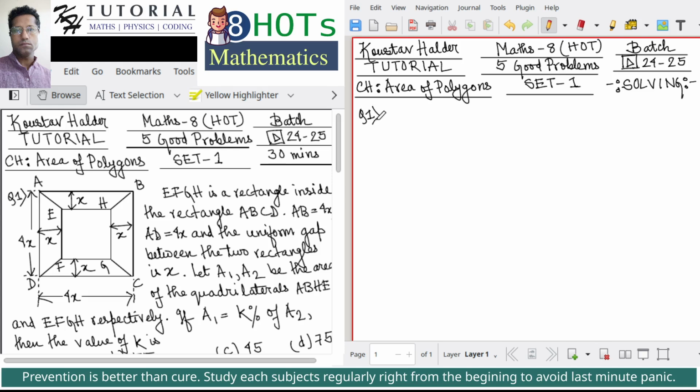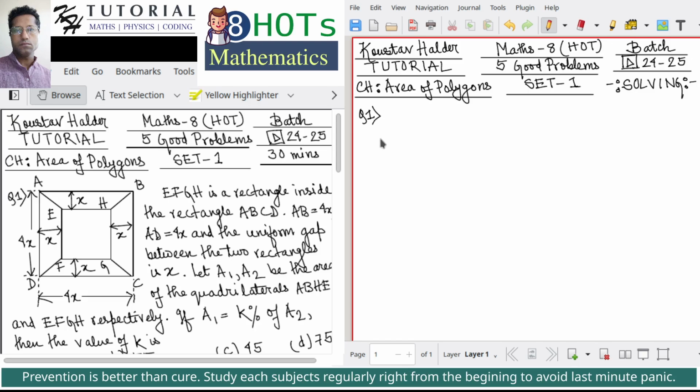So a figure is given. Before reading the problem, more or less we can see that there is a rectangle ABCD, and inside there is another rectangle EHGF. Okay, and the vertices of the inner rectangle are connected to the vertices of the outer rectangle, and obviously we are having the sections in between the two rectangles as a trapezium. We have 4 trapezium.